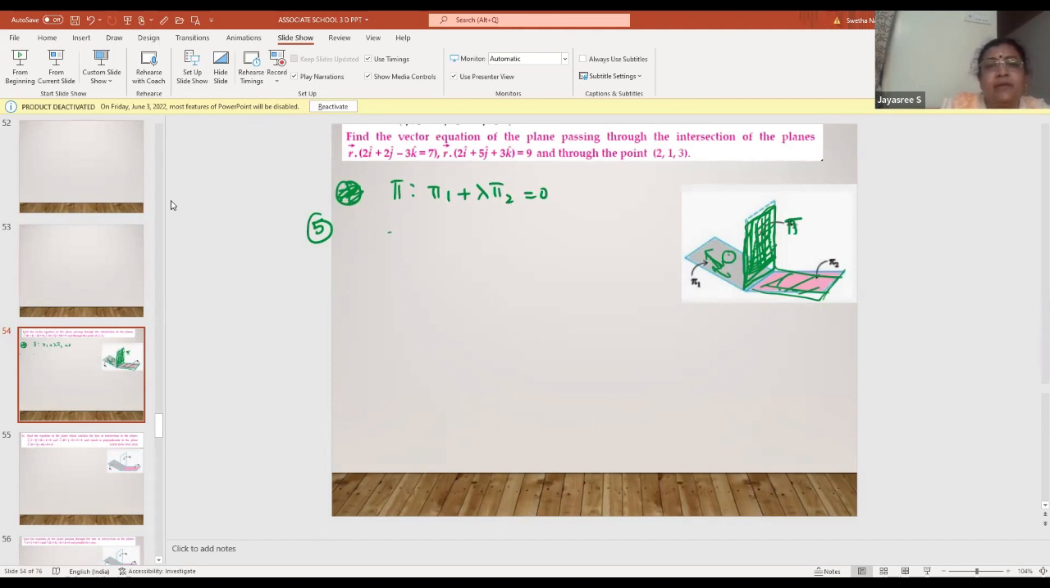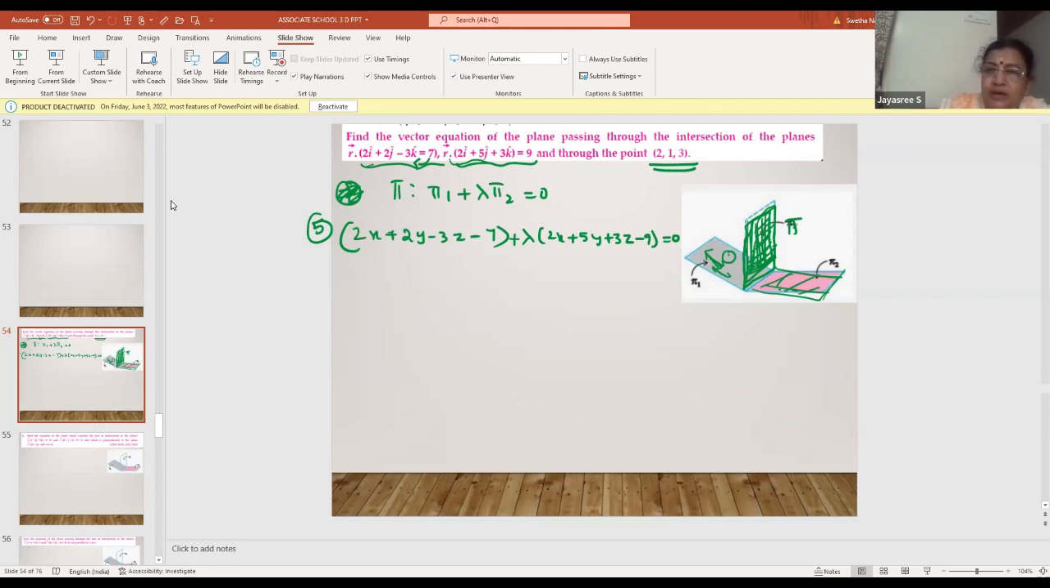Now we write in the Cartesian form, which is our comfort zone. I always go with the Cartesian form so that average and below average children pick it up. So the Cartesian form is 2x plus 2y minus 3z minus 7, with the constant transferred to the left hand side, plus lambda times 2x plus 5y plus 3z minus 9 equal to 0.